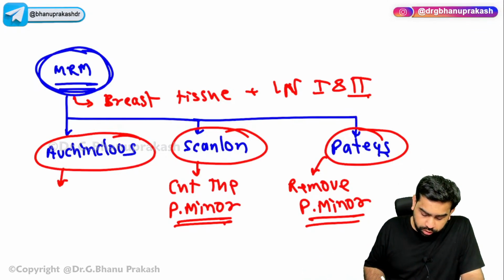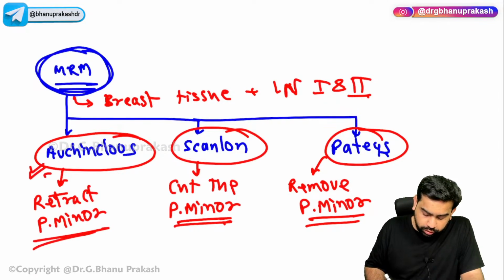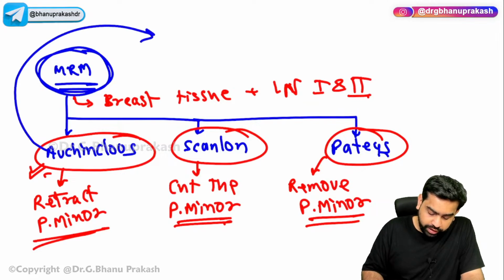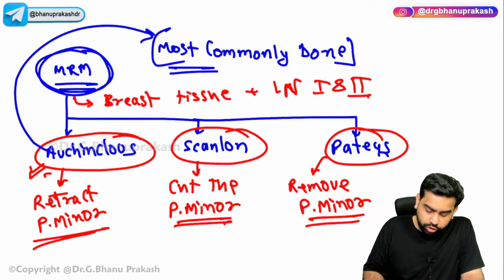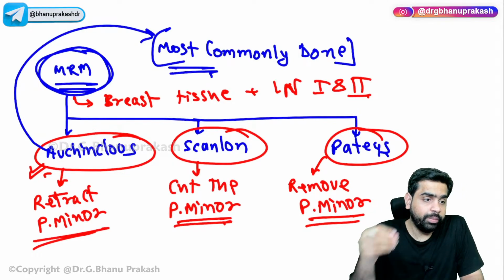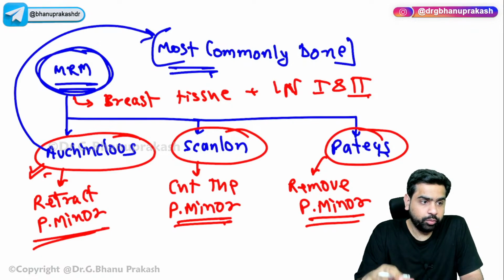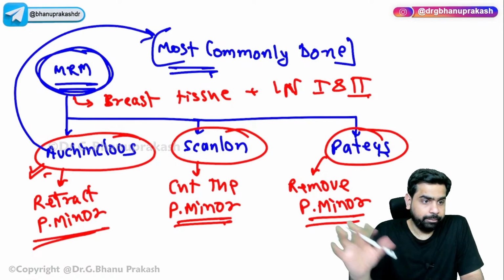What about the Auchincloss? In the Auchincloss, you retract the pectoralis minor muscle. So this is the Auchincloss, and the Auchincloss is the one which is most commonly done in today's times. Are you understanding my point? So yeah, I hope you're able to.